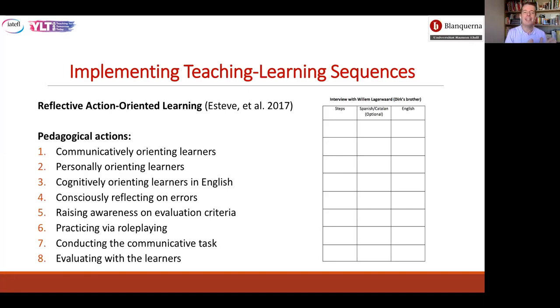Now, after that, I go to personally orienting the students in the second column, where students write down how they would carry out these steps in their own unique way, had it been in their own language. Let me explain why I do this. I do this because if we did this immediately in English, students are very likely to come up with very typical sentences like, hello, how are you?